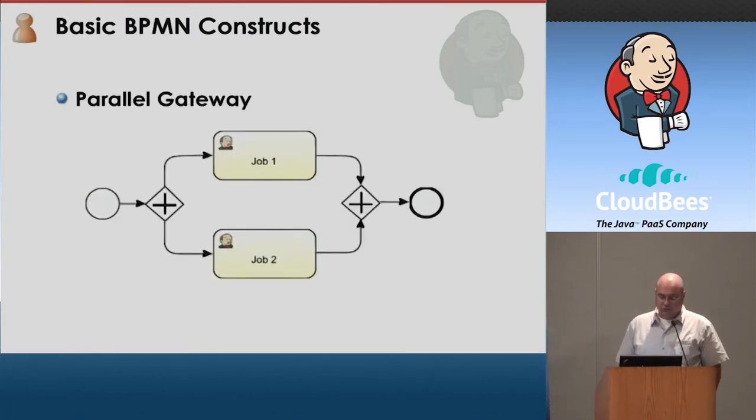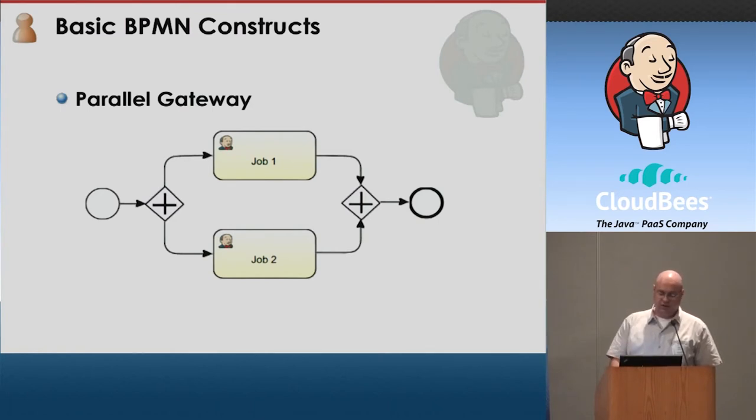There are different ways to express the control flow. So the parallel gateway: very intuitively, these two tasks become active at the same time. And only once both have been completed will the control flow continue after that.